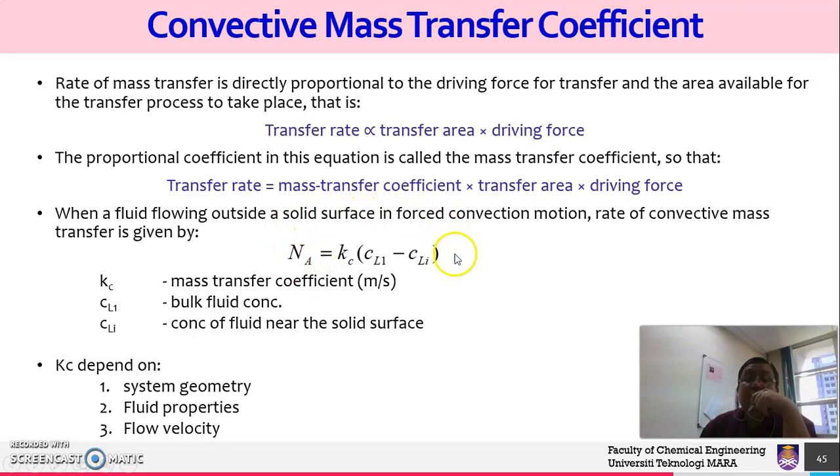So we get this kind of equation for the bulk fluid concentration and also the concentration near the surface, where i is referring to the interface. So Kc is the mass transfer coefficient for convective mass transfer. It depends on the system geometry, fluid properties, and also fluid velocity.